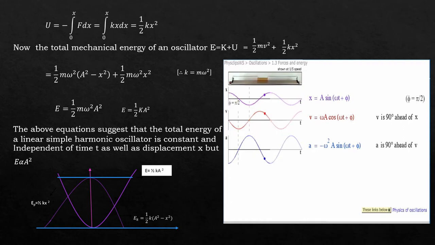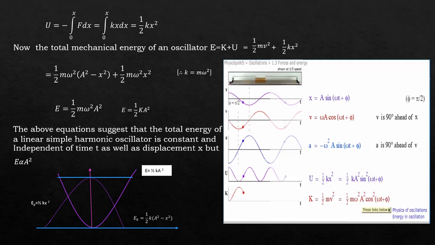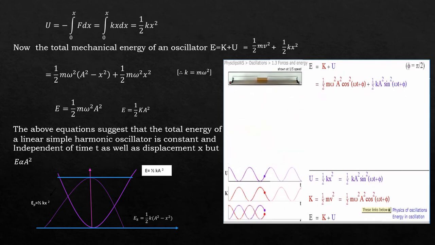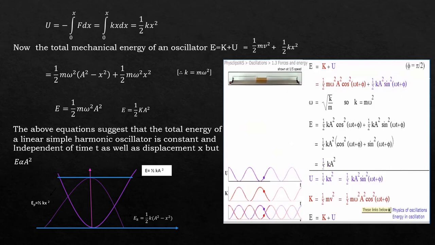Obviously, the potential energy is greatest when the springs are maximally compressed or maximally extended, and the kinetic energy is a maximum when the speed is greatest. These energy terms are 180 degrees out of phase. Let's look at the total mechanical energy E. Using the expression for omega and the identity cos squared plus sine squared of an angle equals 1, we show that the mechanical energy is constant. Energy is regularly being exchanged between kinetic and potential.